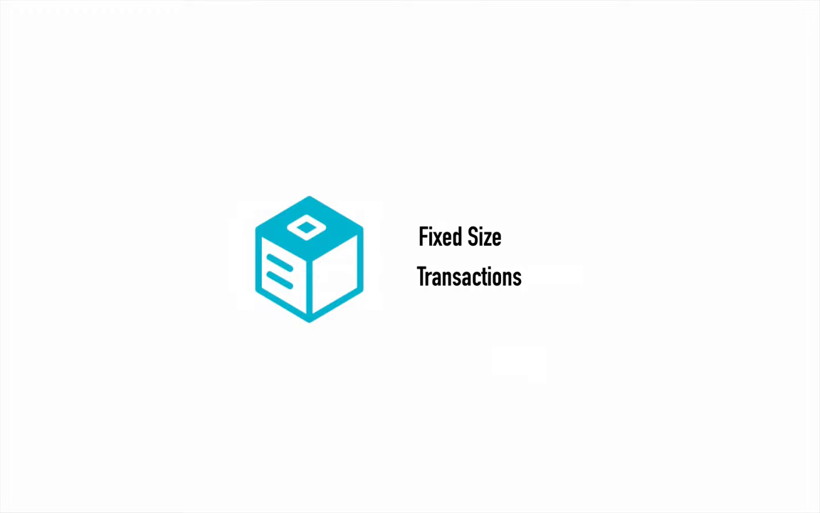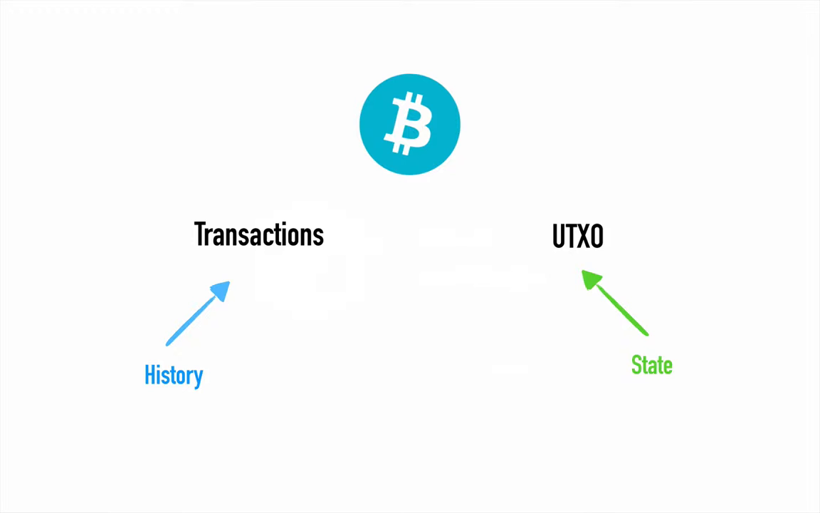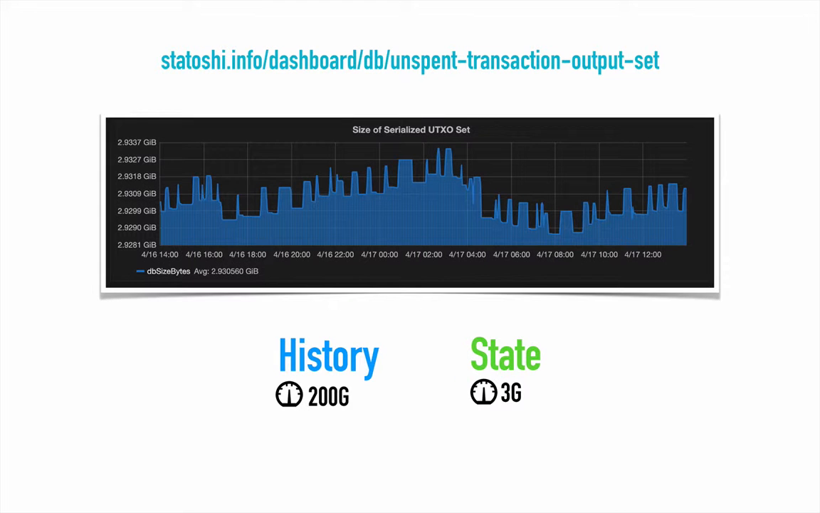The history consists of all these transactions. The state is all the UTXO, that is unspent transaction output. The size of Bitcoin's entire history, that is the size of all blocks combined, is about 200 GB. And the size of state is only about 3 GB. With the constraint of fixed block size, the state growth is linear.